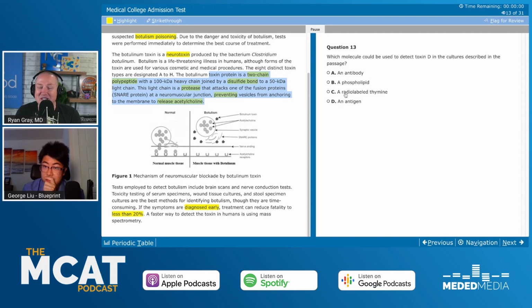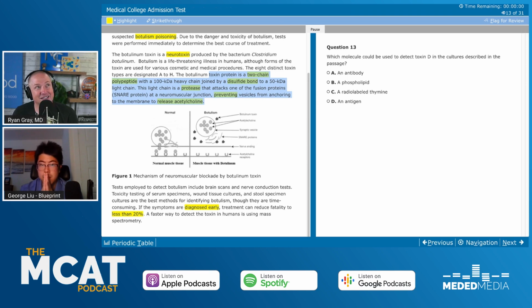Like detecting something, to me, I immediately go to C because I'm like, ooh, radio labeled. Then you can see it if it attaches, it's radio labeled. So with an antibody, right? An antibody, I'm going to go attach myself to something. I see this foreign thing, it's an antibody, I'm going to go get it and attack it.